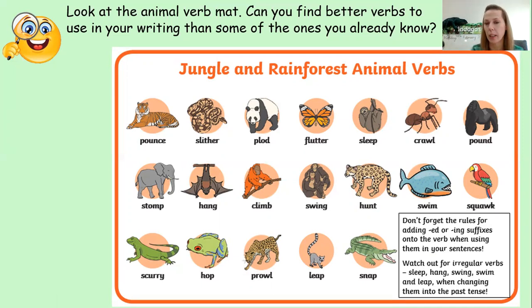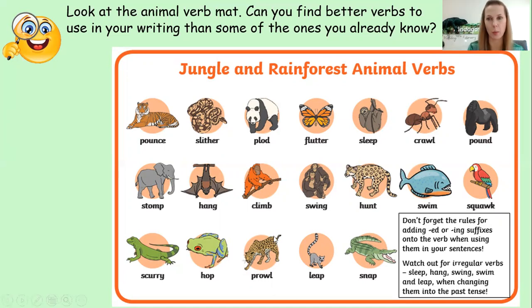I've written them down here, the ones off of my word mat. So sleep, hang, swing, swim, and leap. They're irregular. That means you don't add -ed onto the end of them when you're putting them into the past tense. So the actual word changes. So just take care of those ones.